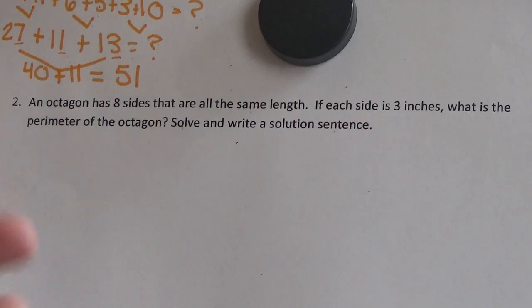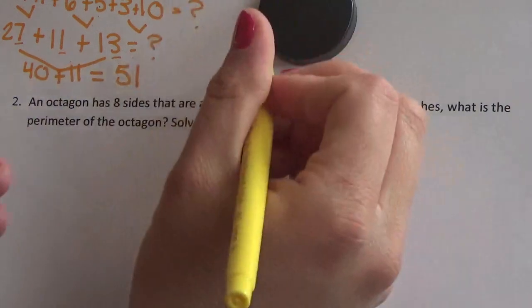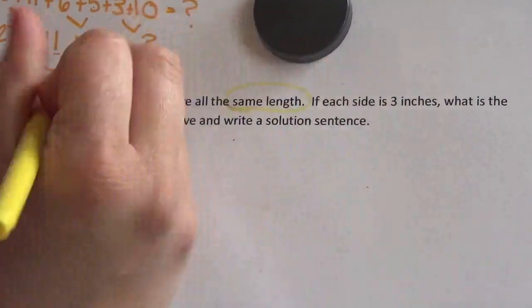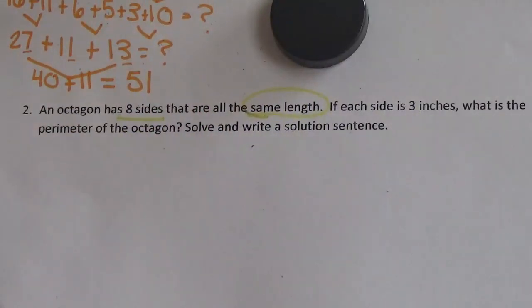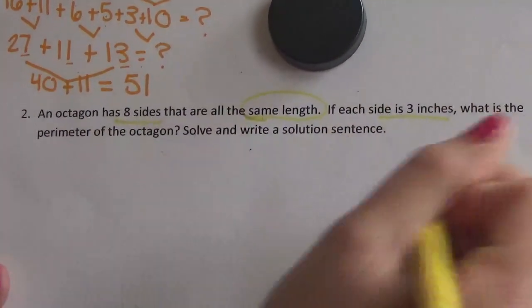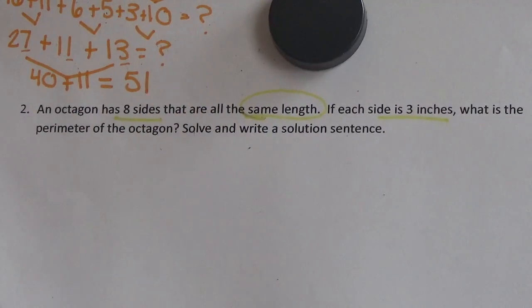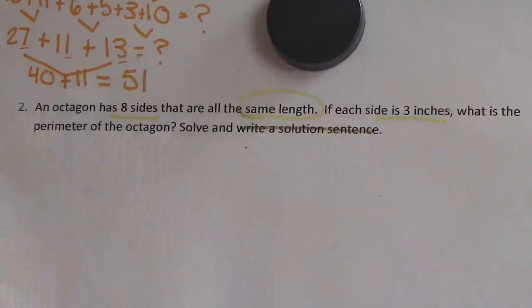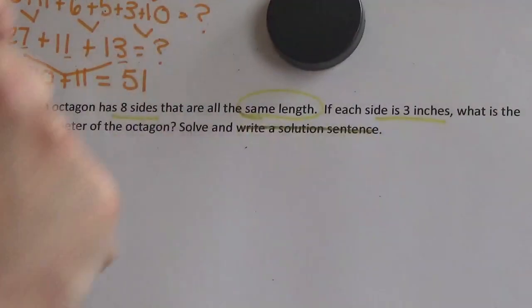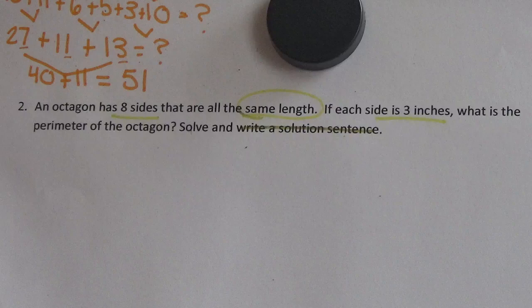It says, an octagon has 8 sides that are all the same length. That's really important. 8 sides that are all the same length. If each side is 3 inches, what is the perimeter of the octagon? Solve and write a solution sentence. Don't worry about the solution sentence. I just want to see you write your answer with your label. So go ahead and figure out the perimeter, which is the distance around the octagon. Go ahead.